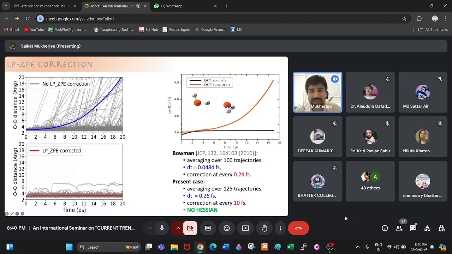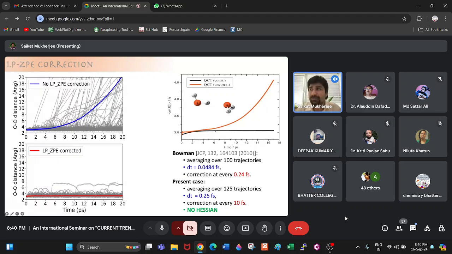oxygen vibration is actually accumulating energy leaking from the CH stretching. And that is why it is becoming extra hot and easily crosses the dissociation energy. And that is why your cluster is dissociating here. But with this correction, I can maintain the cluster for a long period of time.